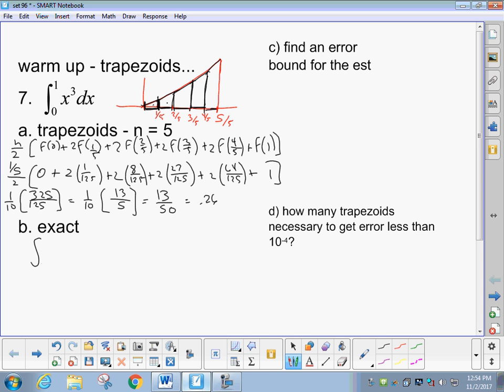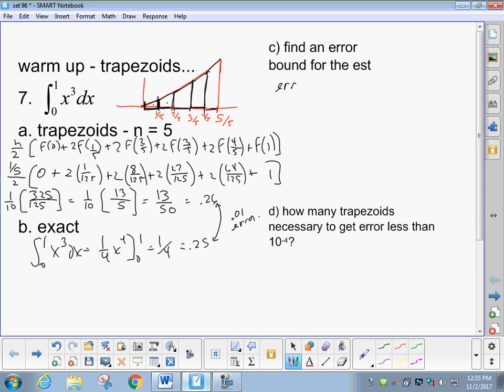To get this exactly, I could use the old fundamental theorem of calculus. Antiderivative. Evaluate it is 1/4 or 0.25. Pretty good estimate? Yeah, what's the error? 0.01. It's 1/100 off. Right? All right then. C we also did yesterday, so C should be good.